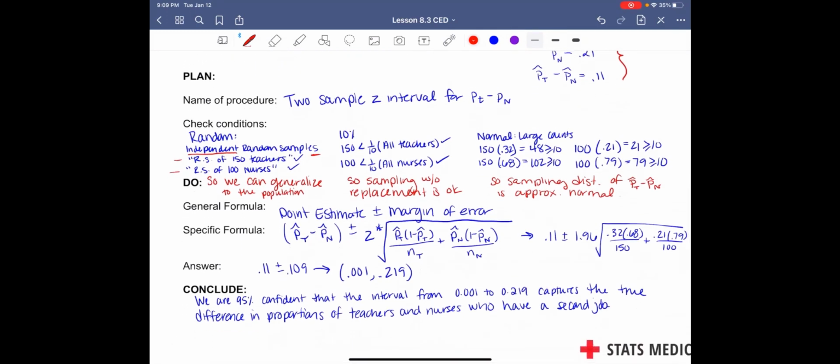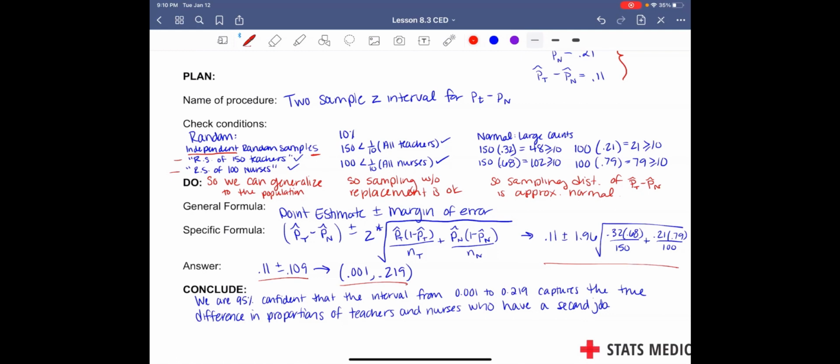All right, then the do portion, my general and specific formulas. I've got a general of point estimate plus or minus margin of error. So specifically, I filled in all my variables there. I'm not going to read those off. And then plugged in all of my values over here. Typed them in my calculator, and I got a final confidence interval of 0.001 to 0.219.